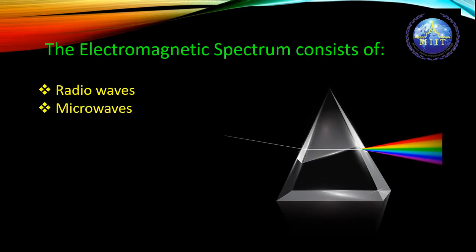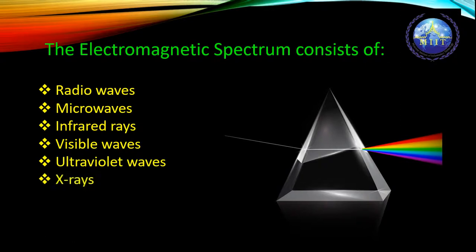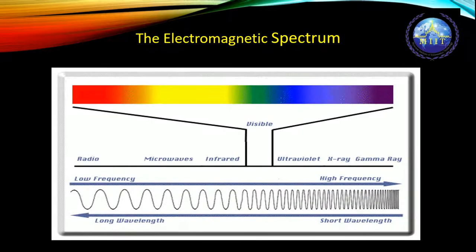In this slide, we are going to talk about which kinds of waves are in the electromagnetic spectrum. Generally, there are 7 waves in the electromagnetic spectrum: radio wave, microwave, infrared, visible waves, ultraviolet waves, X-ray, and gamma rays. As you see in the figure, the 7 waves are written here. Radio wave has the lowest frequency, and gamma ray has the highest frequency. Radio wave has the longest wavelength, and gamma ray has the shortest wavelength.